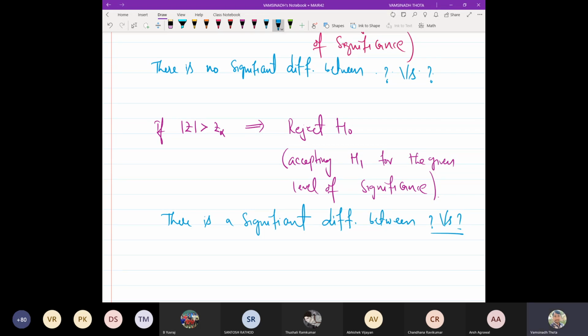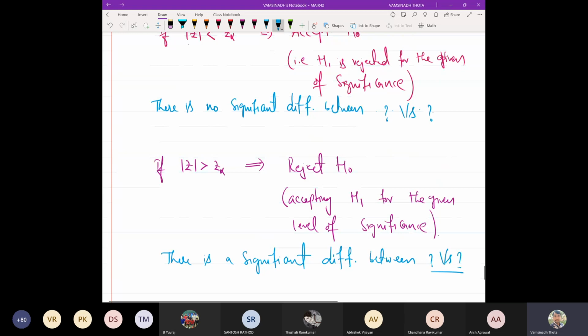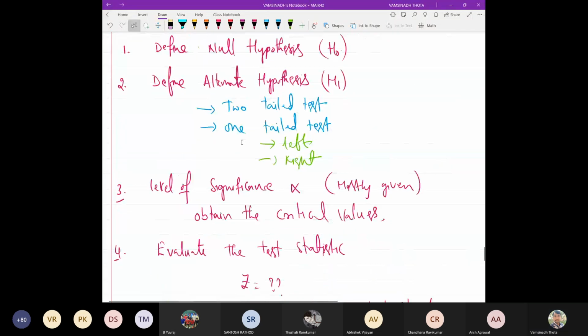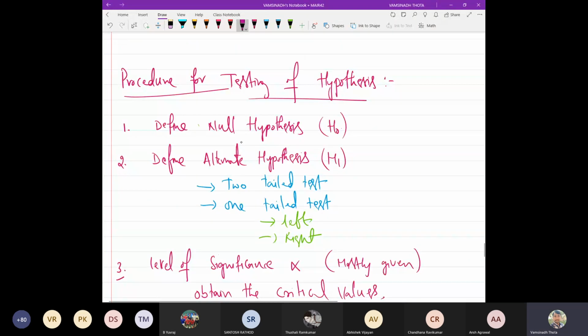Okay. So this is about the due process in the testing of hypothesis. From tomorrow we are going to solve problems. We have already covered most of the theory that is required. If you have any doubts, you are most welcome to ask. Thank you all.